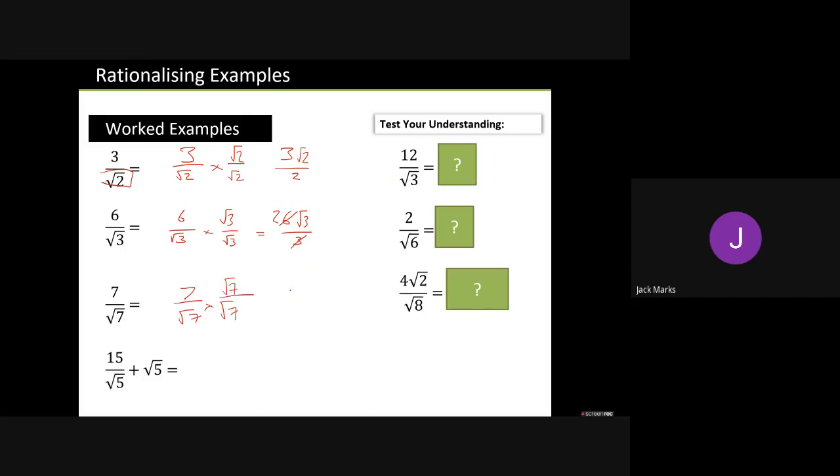Okay, that gives us 7 root 7 over 7. And of course, there's a cancellation there again, isn't there? Root 7.